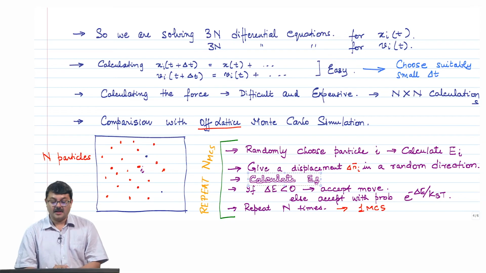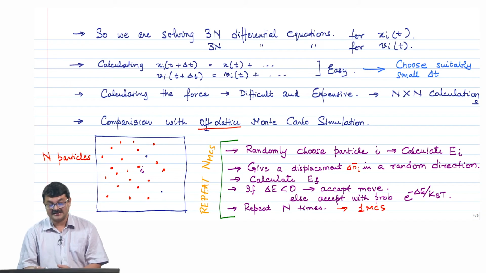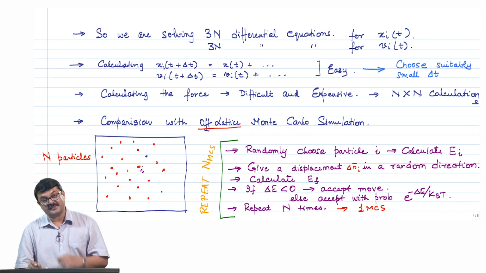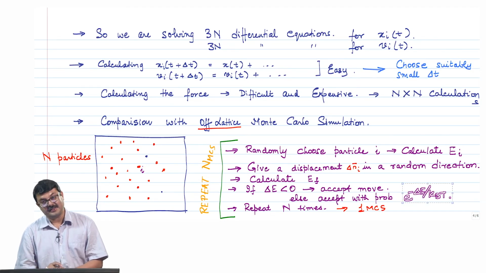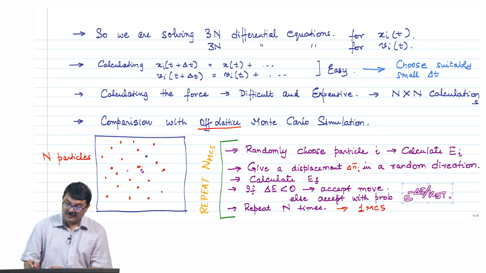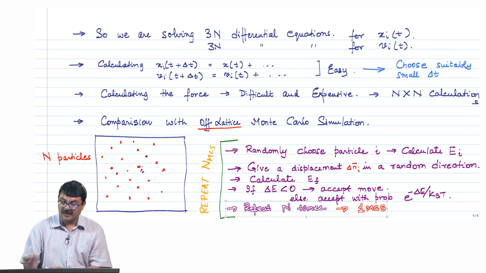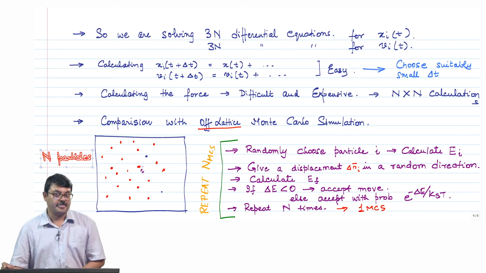Now, just as in the Ising model, if delta E, if the change in energy is less than 0, if the energy decreases, then we accept the move, else if delta E is positive, we accept this trial displacement move with probability e to the power minus delta E by kBT. And if we repeat this choosing a particle N times, where N is the total number of particles in the system, then you say that you have done one Monte Carlo step, right.